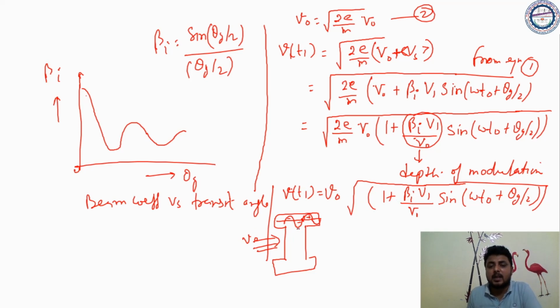Now in the negative half cycle you can see V1 value is minus, meaning Vs amplitude is minus. So this V1 should be a negative value. So this will be 1 minus something, which means the electron will be decelerated. So that's how electron acceleration and deceleration takes place after the cavity gap. Okay, so this is V of T1, this is T naught time, and this is T1 time. That's how velocity modulation takes place.